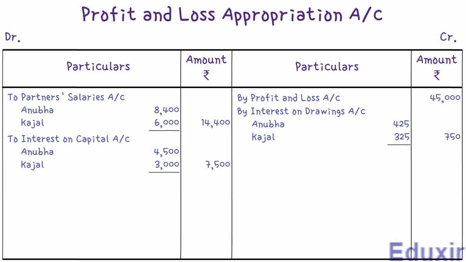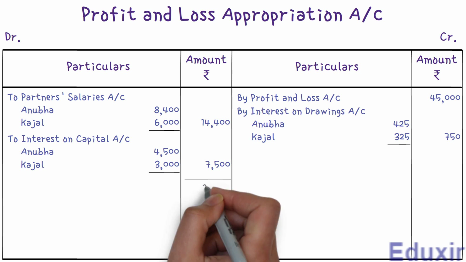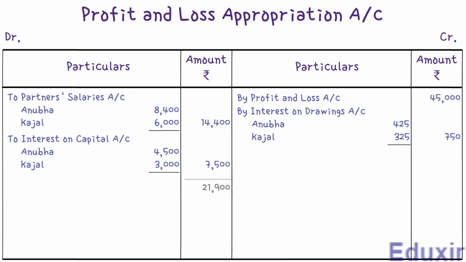The next step would be to calculate the amount of profit that should be appropriated or distributed among the partners. Now, the total on the debit side of the profit and loss appropriation account is 21,900 rupees. And the total on the credit side of the profit and loss appropriation account is 45,750 rupees. From the total on the credit side, which is 45,750 rupees, if we subtract the total on the debit side, which is 21,900 rupees, we get 23,850 rupees. Now, this 23,850 rupees is a credit balance, right?